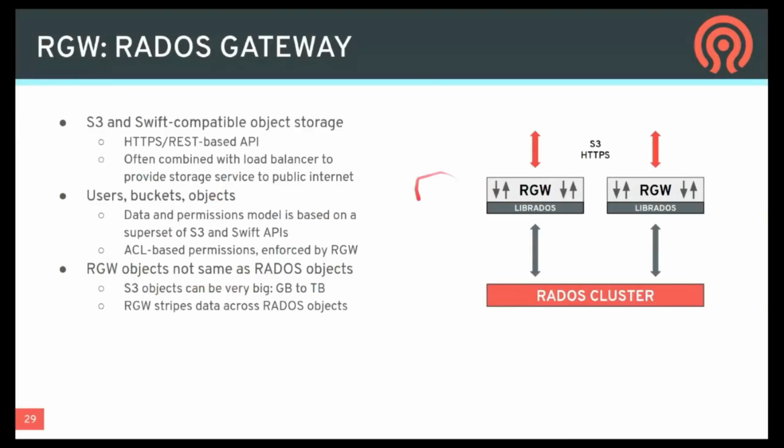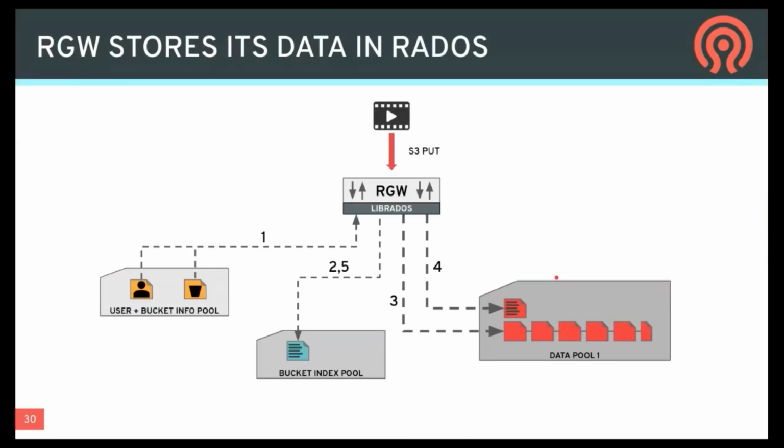And RADOS Gateway is the component in the system that's making that remapping. And in fact, mostly what's happening is that RGW is taking these big S3 style objects, striping them across a lot of smaller RADOS objects, and then doing the authentication and enforcement.